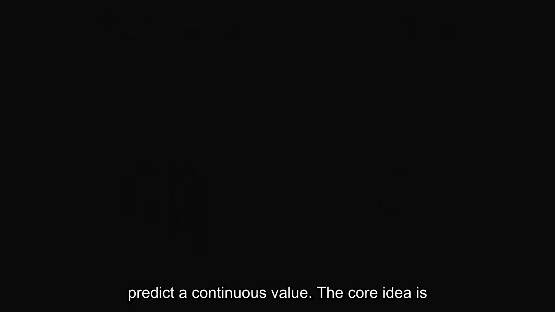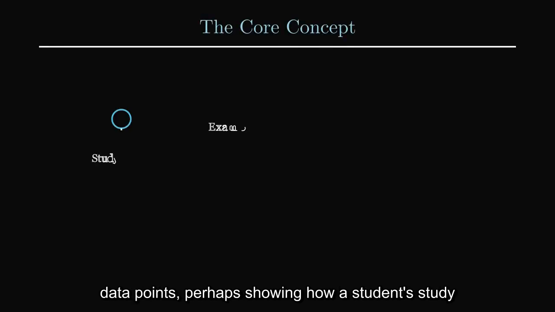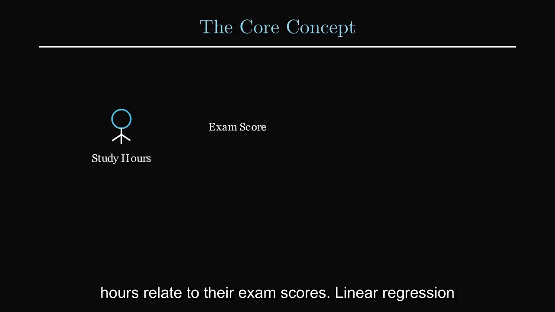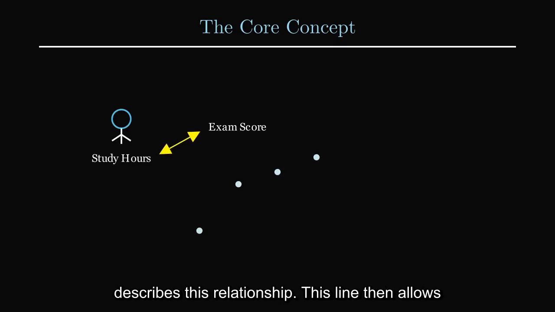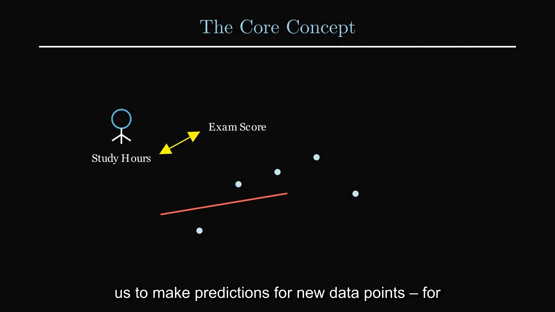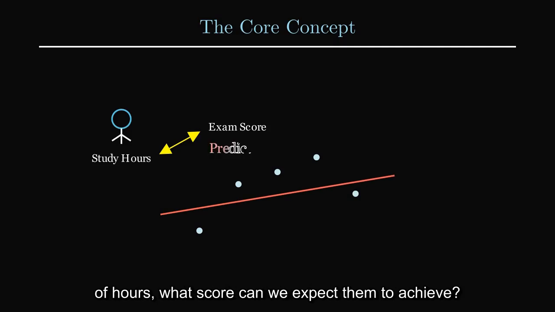The core idea is straightforward. Imagine you have a collection of data points, perhaps showing how a student's study hours relate to their exam scores. Linear regression tries to find the best possible straight line that describes this relationship. This line then allows us to make predictions for new data points. For example, if a student studies for a certain number of hours, what score can we expect them to achieve?